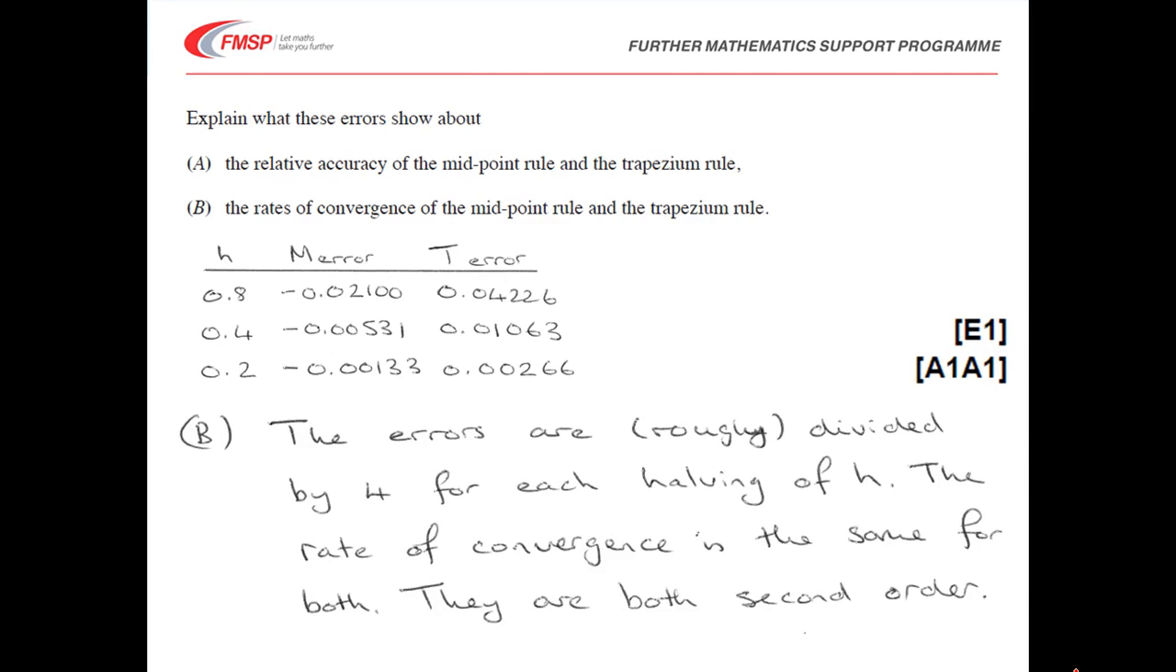For this one, you're going to get a mark for your general explanation as before. You're going to get an answer mark for saying that it's divided by 4, and you're going to get an answer mark for saying it's second order. Remember, that's second order method.